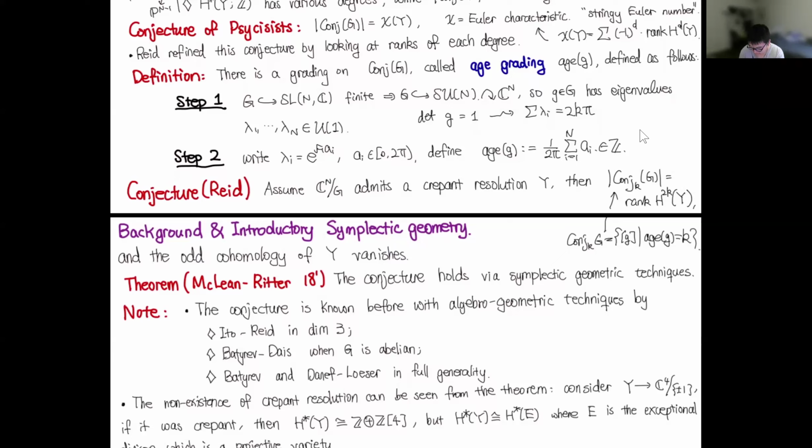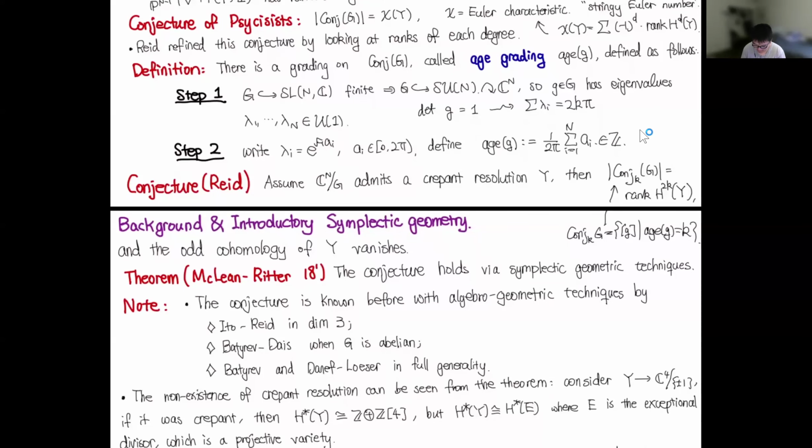So there are some notes. One is that the conjecture is actually known by algebraic geometers, where Ito and Reid prove this in dimension 3, where in dimension 3 there always exists a crepant resolution. And another group, Batyrev and Dais, prove the case when G is abelian, which means like a cyclic group or products of cyclic groups. And Batyrev and another group, Denef and Loeser, prove this in full generality.